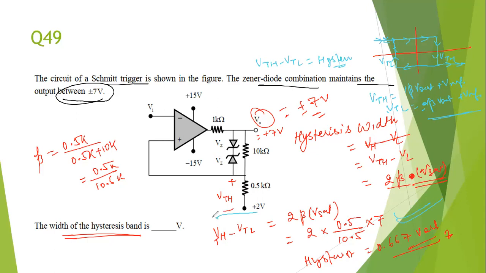So the formula of VTH minus VTL is the hysteresis width. I have already discussed it in your class. Just watch my video lecture, where I have discussed and proved that. So hysteresis width equal to 2 beta V saturation, and this is your right answer. I am going to discuss the next question. This is question number 50.